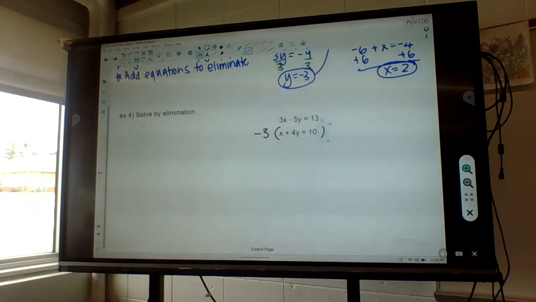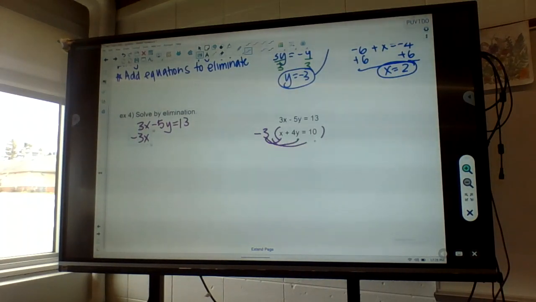So I'm going to rewrite this. The top equation is going to stay as it is. Now, some of these on the homework, you'll have to multiply both equations. So just know that that's a possibility. The bottom row, I multiply everything by negative 3. The reason we chose a negative 3 is that was the easiest number to cause something to eliminate. So 3 and negative 3 is going to be 0.